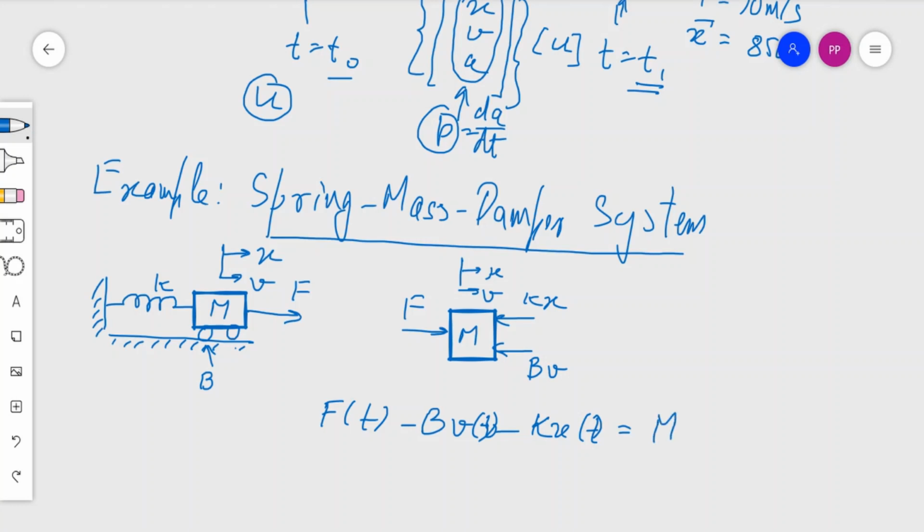force the system to move at an acceleration multiplied by mass. So this is Newton's second law of motion. So let us define v, the velocity, as d of x of t by dt.